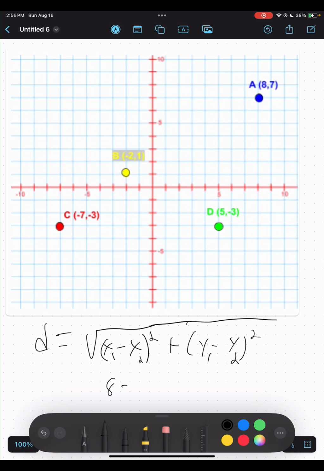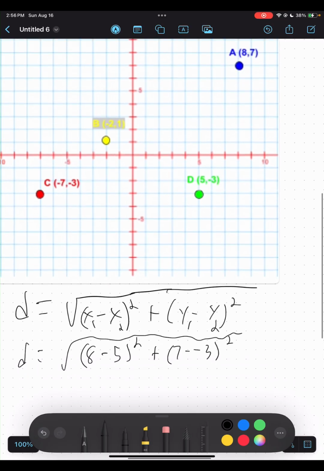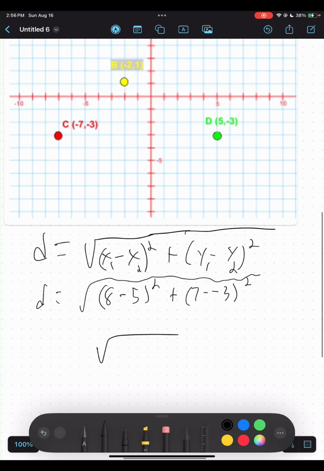A's x is 8, D's x is 5, plus A's y is 7, D's y is negative 3. There we go. All right, so 8 minus 5 is 3. So we get square root of 3 squared plus 7 minus negative 3 is positive 10 squared. 3 squared is 9. 10 squared is 100. Square root of 109 is going to be like 10 point something, 10.1 probably.